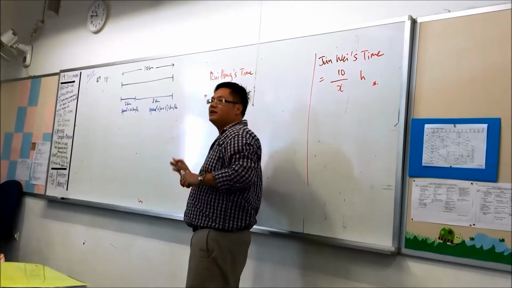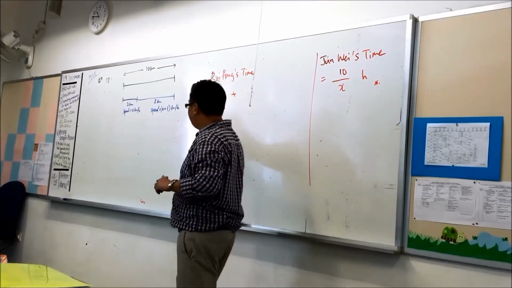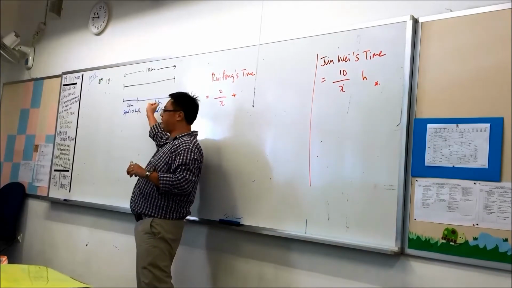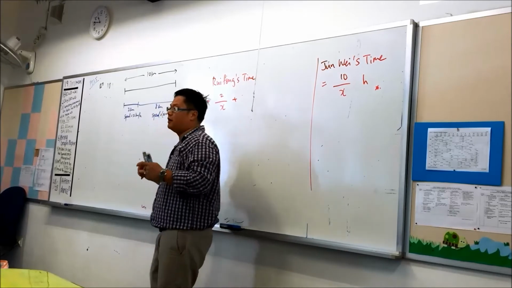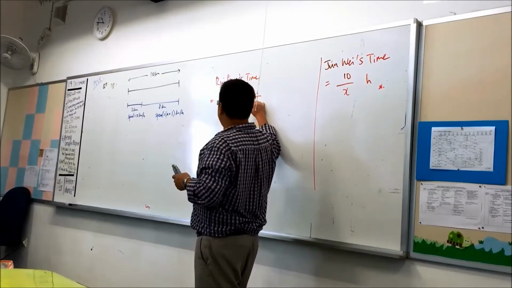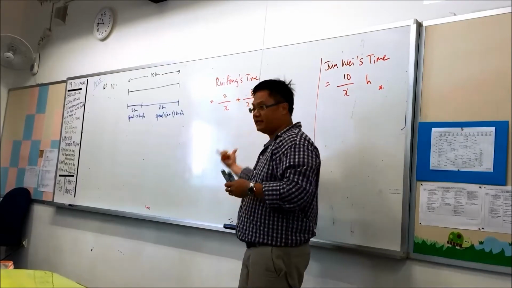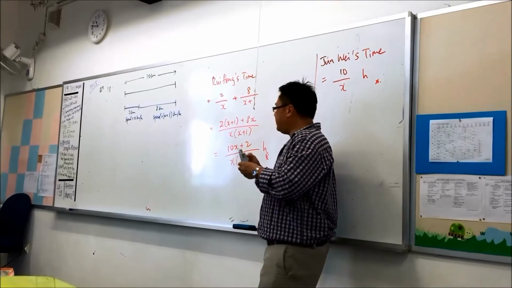Are you with me? Yes? Plus the remaining portion. He ran 8 kilometers and he increased his speed by 1 kilometer per hour. So it's 8 over what? x plus 1. You can leave the answer like this or you can simplify. Just add them up.